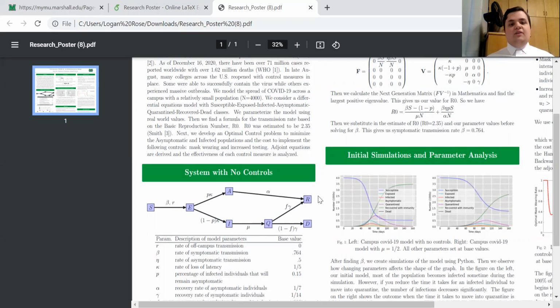Now, this isn't entirely accurate because some asymptomatic individuals do test positive. And in the future, we're thinking about adding a second quarantine class, but this project was completed in one semester and we just didn't have the time. But that's something we're definitely considering in the future.